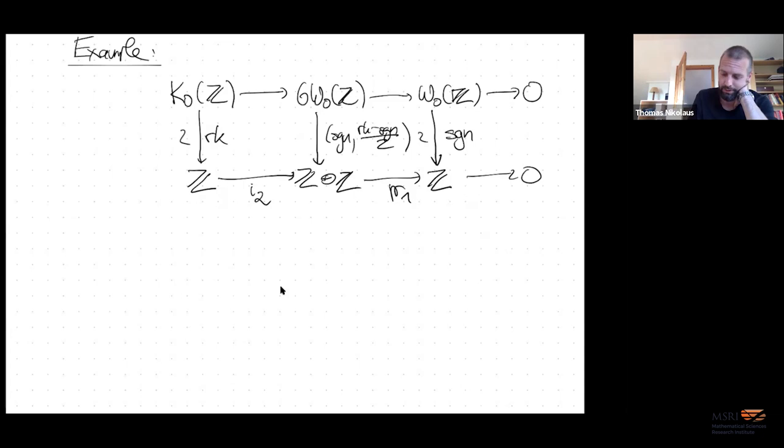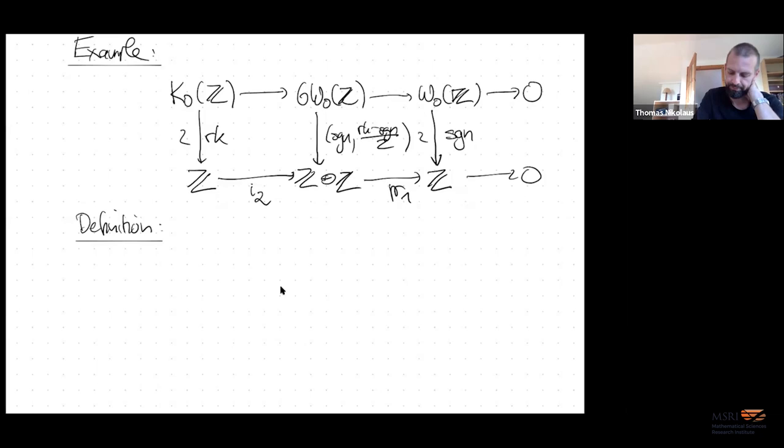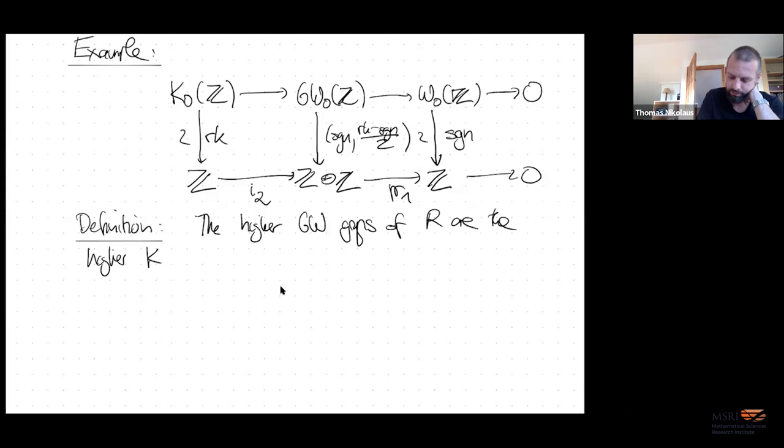So what we want to do now is similar to the way we have higher K groups, it turns out we have higher Grothendieck-Witt groups. And they are just defined the same way. That's the following definition. The higher Grothendieck-Witt groups of R are the higher K groups of the category of unimodular symmetric forms.